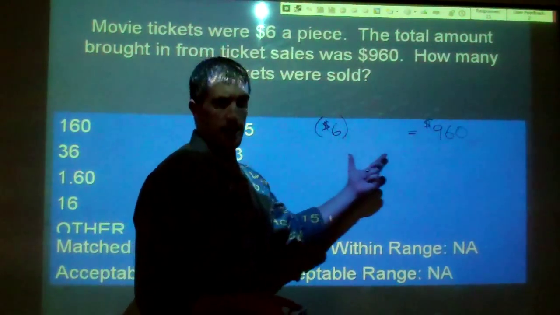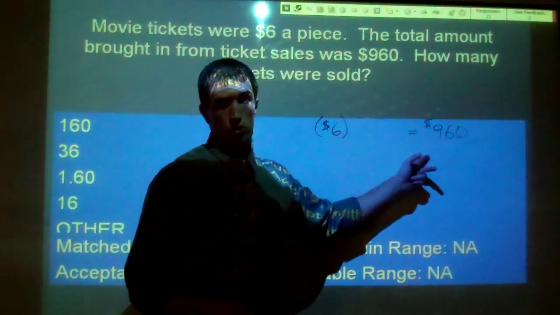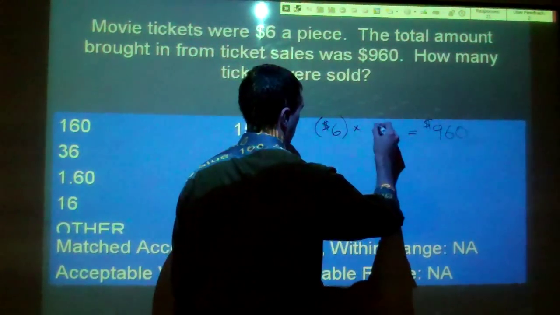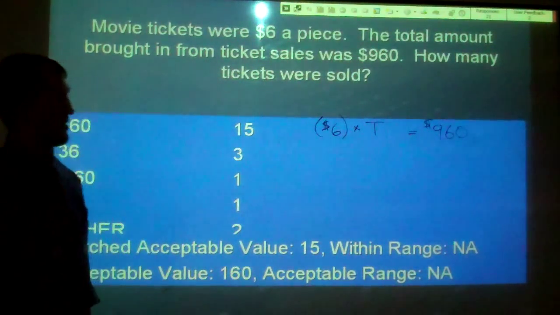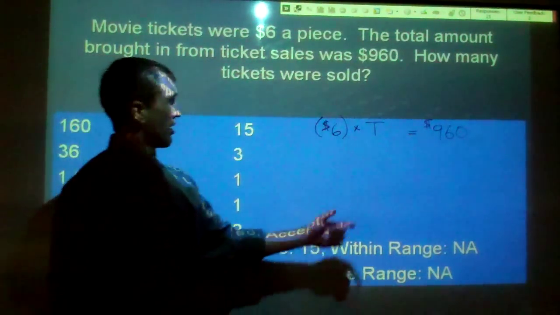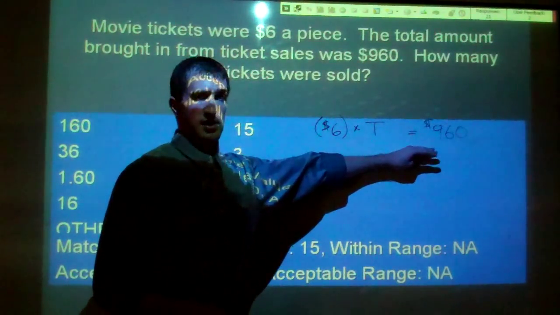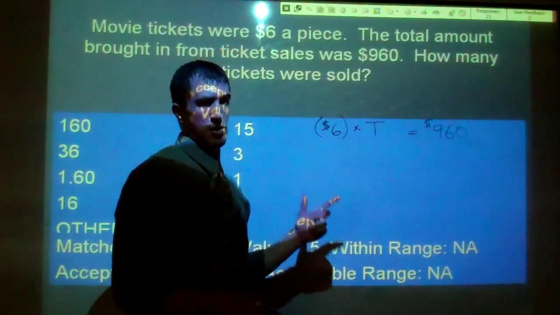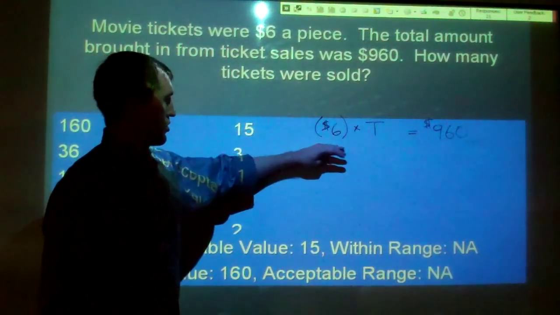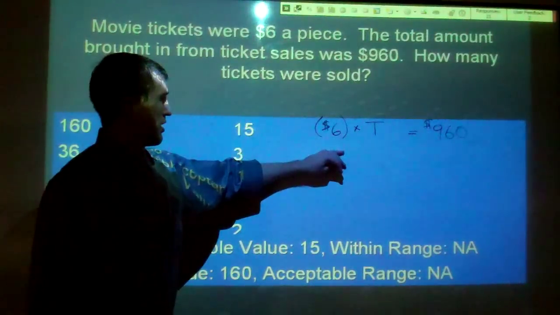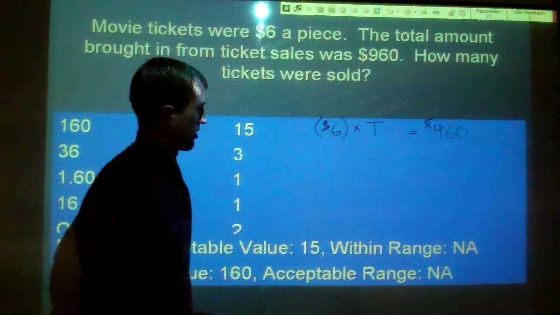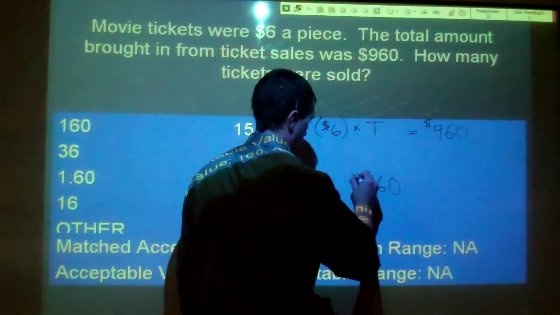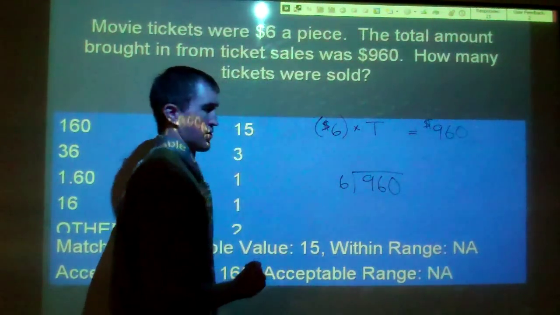Well, 6 times the number of tickets should give us our total amount of money. So we'll go 6 times our total. Should be that. So we're solving for t here. 6 times t gives us 960. In order to solve for t, we're going to use the inverse. This problem's a little different. We are going to use the inverse of multiplication, and we are going to divide. So we're going to divide by 6. And that should give us our answer.